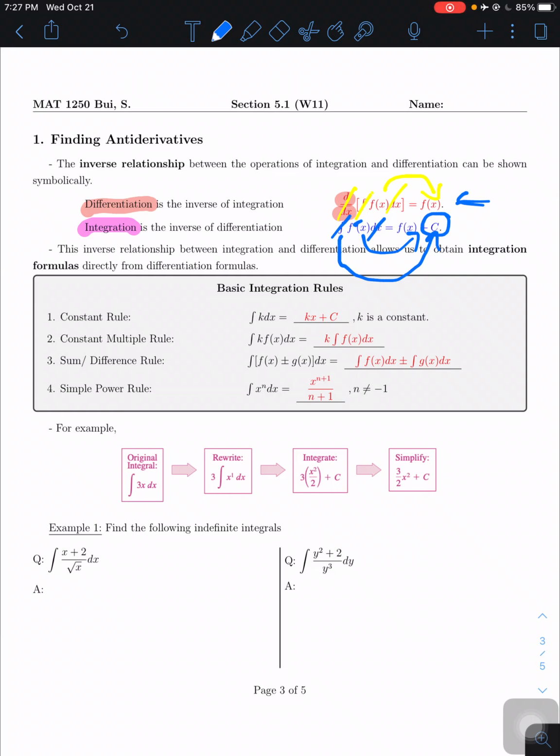Okay, and this inverse relationship between integration and differentiation allows us to obtain integration formulas directly from differentiation formulas. So these are the rules coming from the inverse of the set of rules that we learned for derivatives. It's going to be a little confusing at first because it's just too many formulas. But trust me, after you do, I don't know, 20 problems of this type, it'll get faster for you, and it'll make more sense at the end. Okay, so let's get to it.